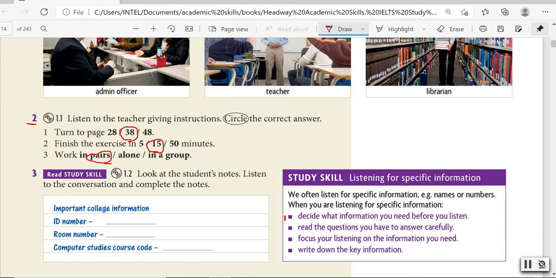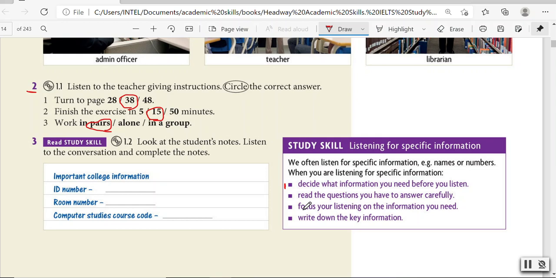And remember these four points. Decide what information you need before you listen.